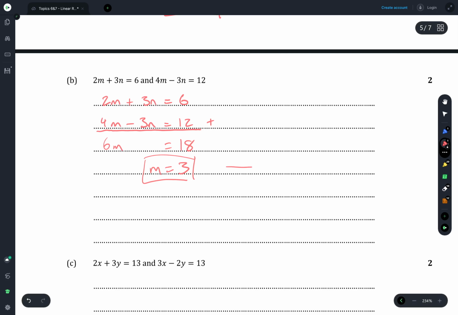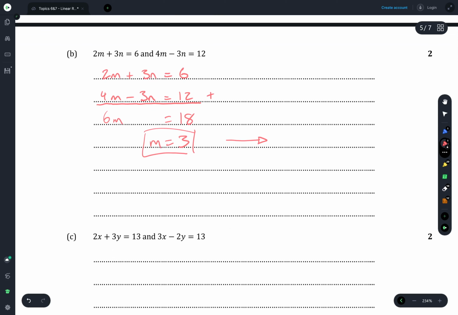Now that I got m equals 3, as we always must do when solving simultaneously, we're now going to substitute it in to find the value of n. So I'm going to substitute into either one of them. I'm going to just do the first one. So I have 2 times 3 plus 3n equals 6. Making sure that I'm substituting into the right letter. So if I found m equals 3, I need to sub it into m. I don't want to sub it into n.